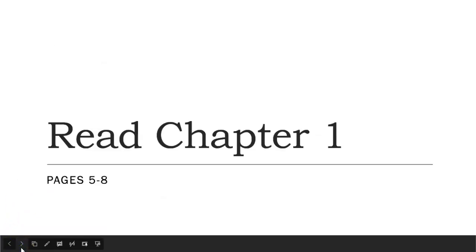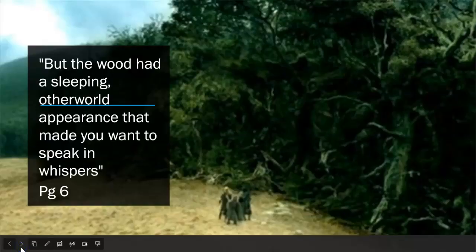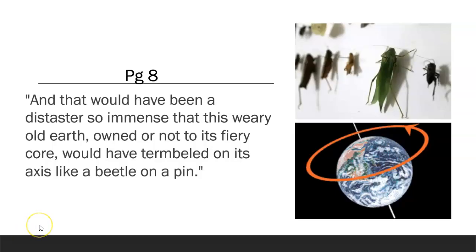All right, so you're going to read chapter 1. We have the audio included here in the module, so go ahead and listen to that. In the book, they talk about the woods, and here's a quote: "But the wood had a sleeping, otherworld appearance that made you want to speak in whispers." So it was a wood that she didn't go in very often because it was otherworld. It had kind of a scary appearance to it.